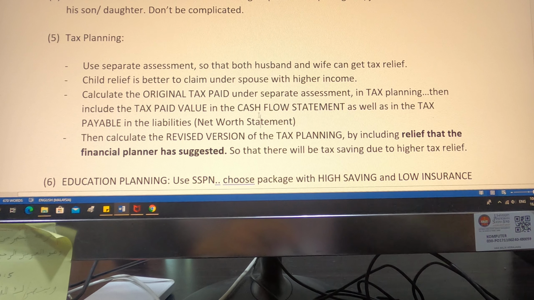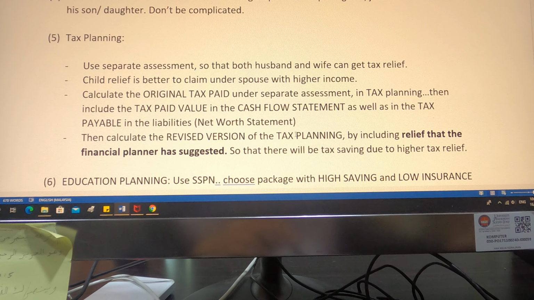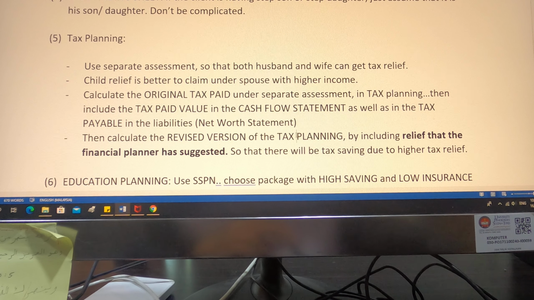Then after that, for tax planning, obviously you have to calculate the revised version of the tax planning by including the relief that the financial planner has suggested. So that's why this is where the SSPN will come in. SSPN, private retirement scheme, insurance, medical claim, this is something you will add to the relief to make a tax saving for your client.